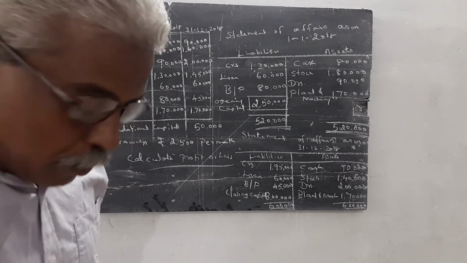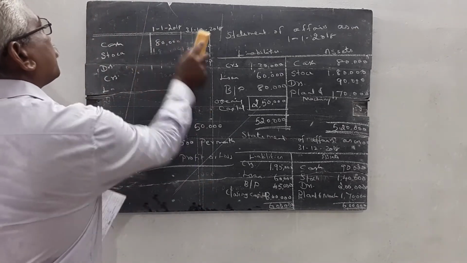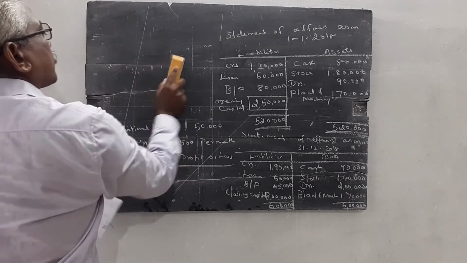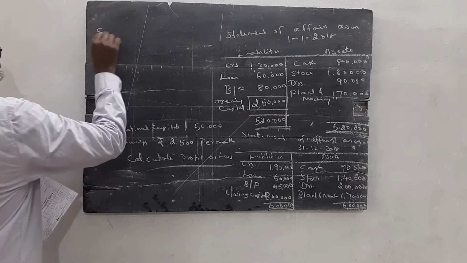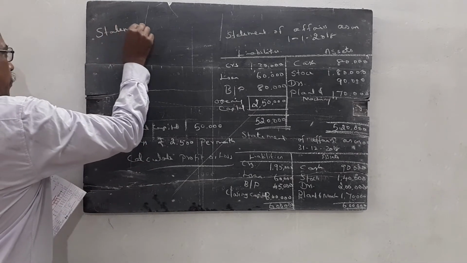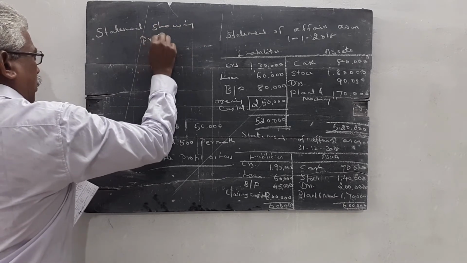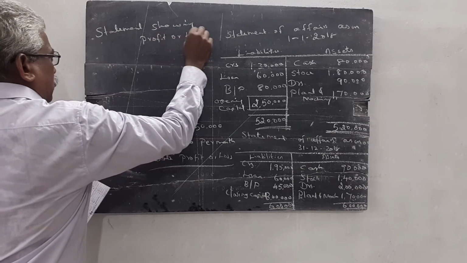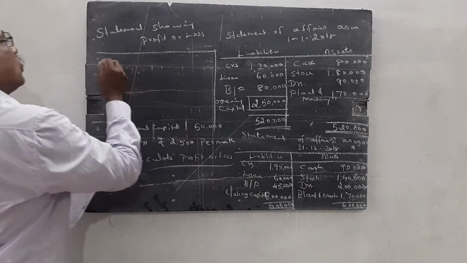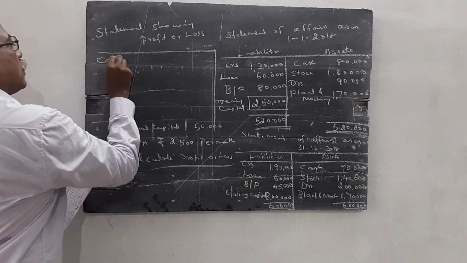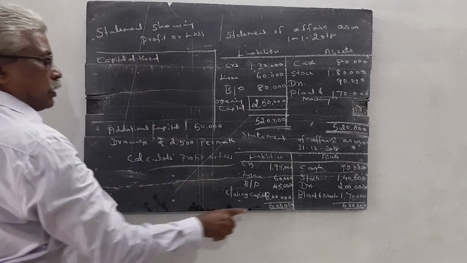Then with the help of this information, we have to prepare the statement showing profit or loss. First you write capital at the end. Capital at the end 3 lakhs.